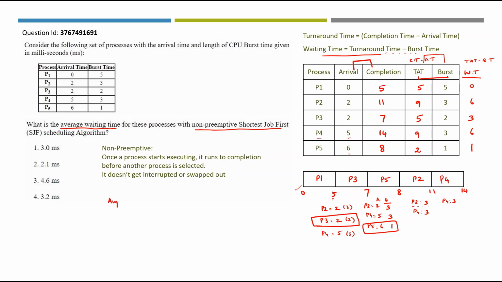What about the average waiting time now? Sum them up. 0 plus 6 plus 3 plus 6 plus 1 divided by the number of processes which is equal to 5. 6 plus 3 is 9, 9 plus 6 is 15, 15 plus 1 is 16. 16 divided by 5. 5 3s are 15, then we have 0.2 for 10. 3.2 millisecond is the average waiting time here. Option number 4 will be the right answer.